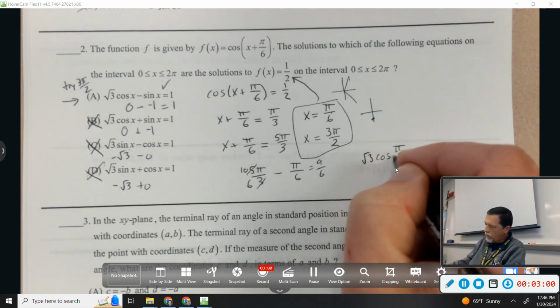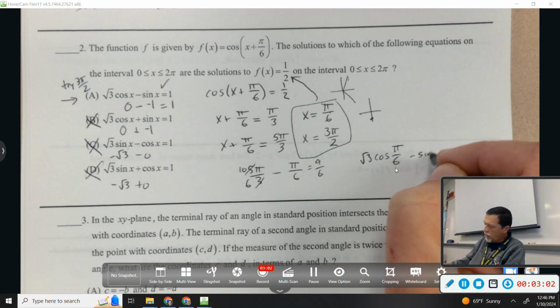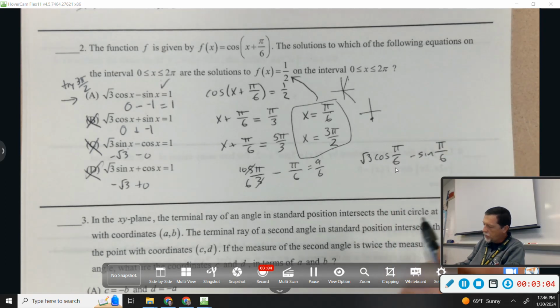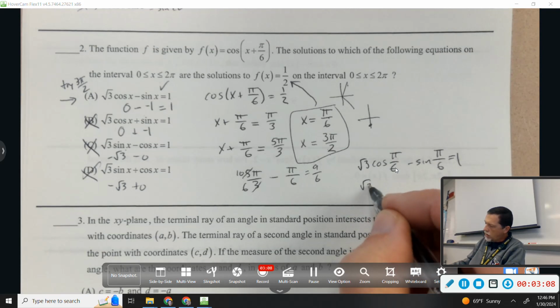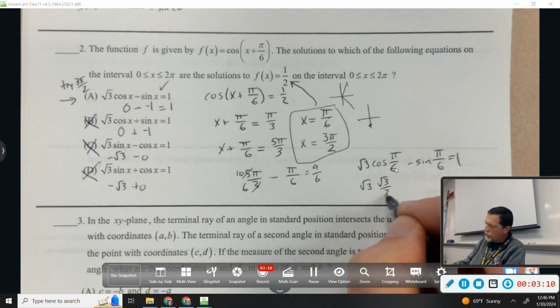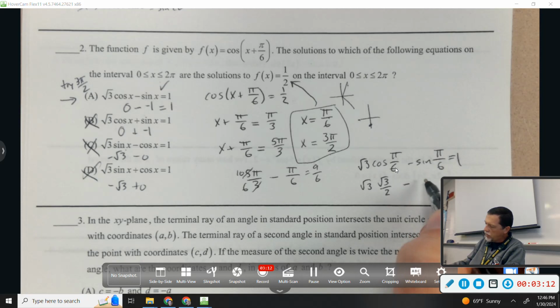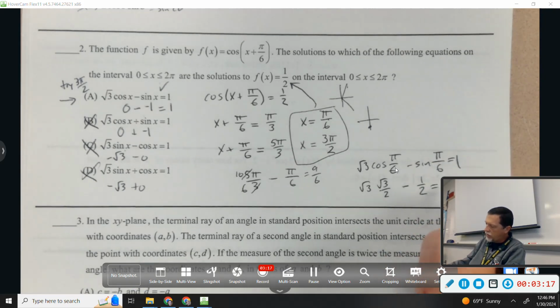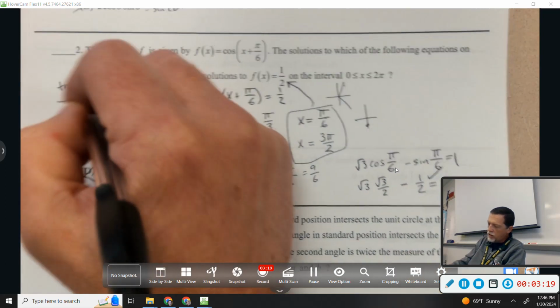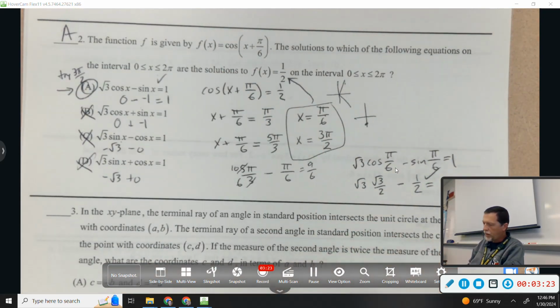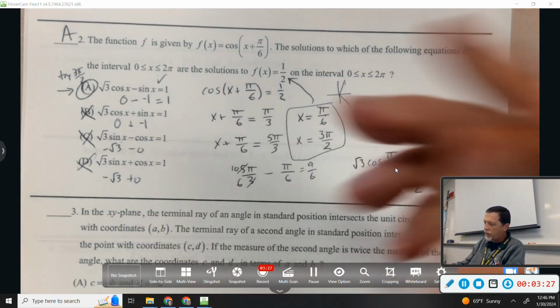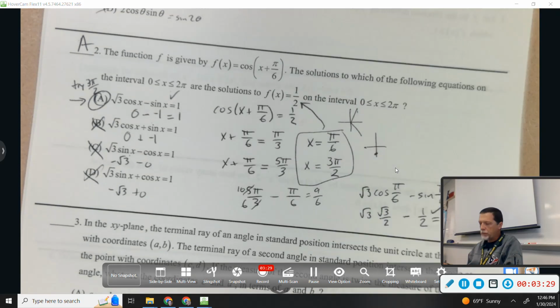√3 cosine pi over 6 minus sine pi over 6. That's supposed to equal 1. Cosine pi over 6 is √3 over 2. Sine of pi over 6 is 1/2. 3/2 minus 1/2 is 1. That's true. So yeah, now I've definitely confirmed that A is the right answer. Kind of a tricky question. The first part's not too bad, but then figuring out which answer matches that is the hard part.